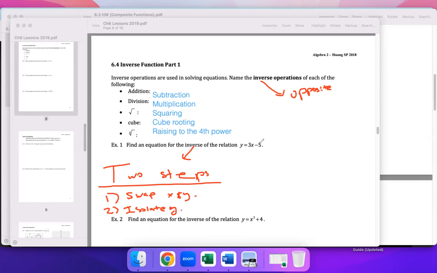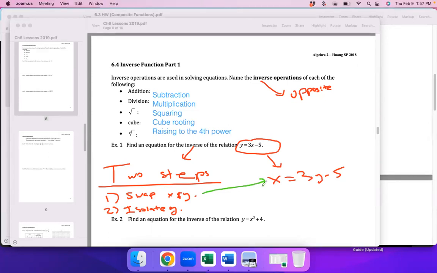Wait, isn't that how it already is though? No, I'm gonna switch it right now. So are you not switching to -5? No, what you're doing first is you swap X and Y. After you swap X and Y, then you're gonna isolate Y.